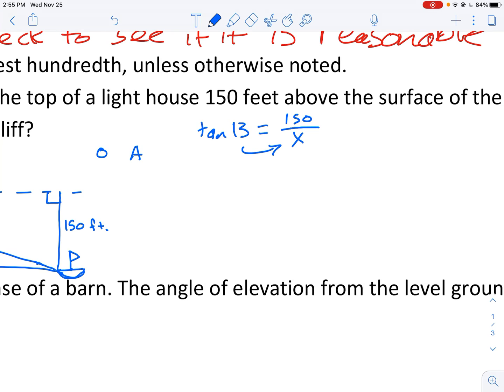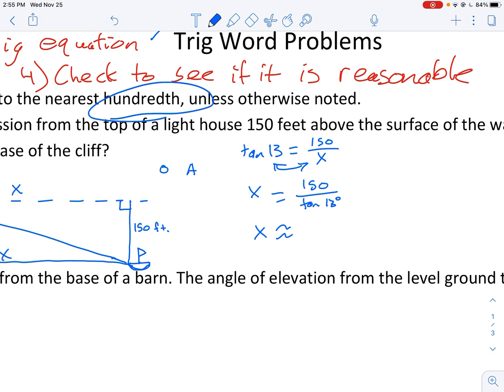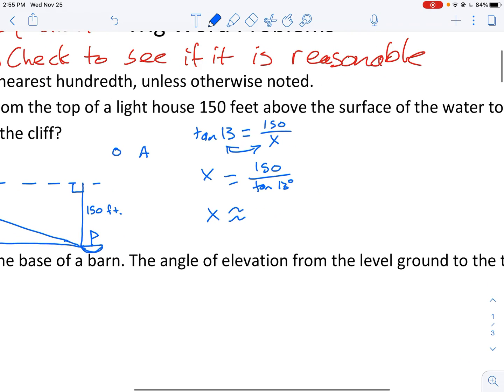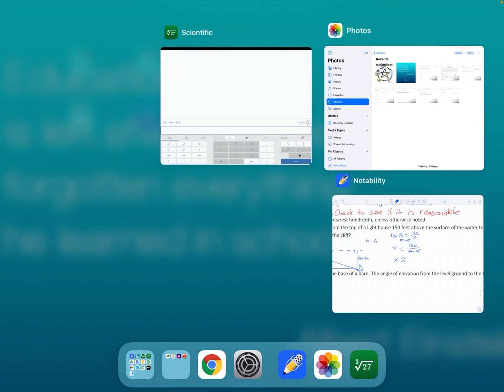So we're going to switch places here, and now we've got x is 150 over tangent of 13 degrees, and this has two known numbers. These are actual quantities, and you can put them in a calculator to get your value. And just like it says, we're going to round to the nearest hundredth, so we're going to round to the second decimal place here.